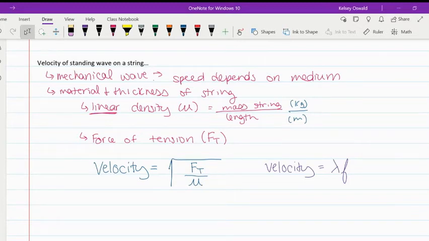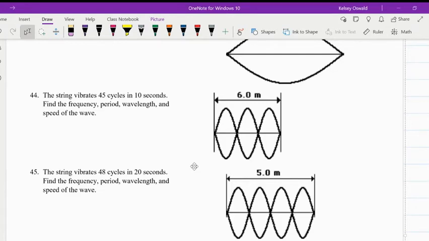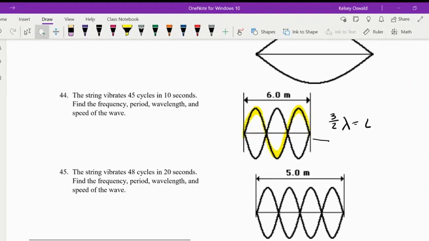Number 44. Okay, so here we're given the string vibrates 45 cycles in 10 seconds, and we want to find the frequency, period, wavelength, and speed of the wave. Okay, so keep in mind here, this is a standing wave. And we are going to see that we have 3 halves, or 1.5 wavelengths, in the length of the string. Okay, so if you guys remember, if it's 3 halves wavelengths, this is going to end up being our third harmonic. So we are looking at a third harmonic here.